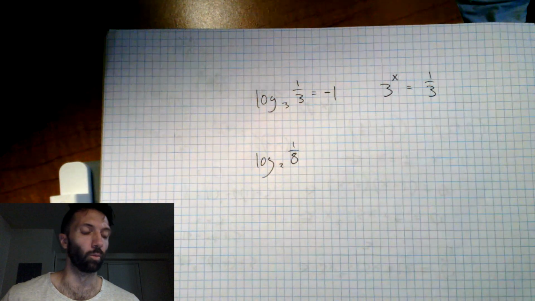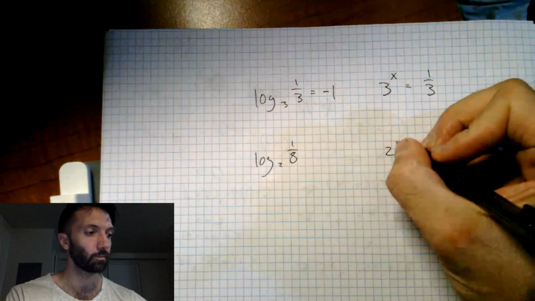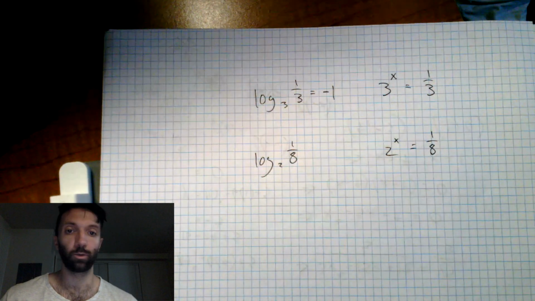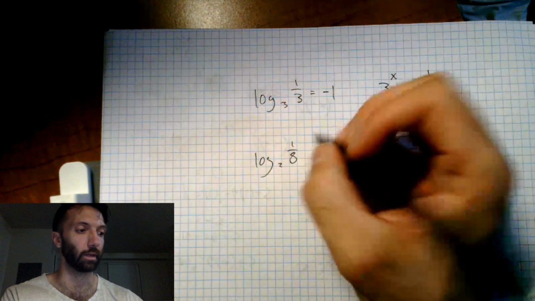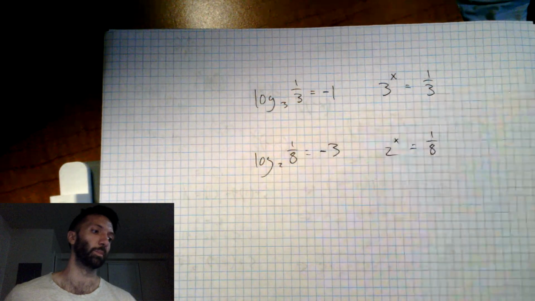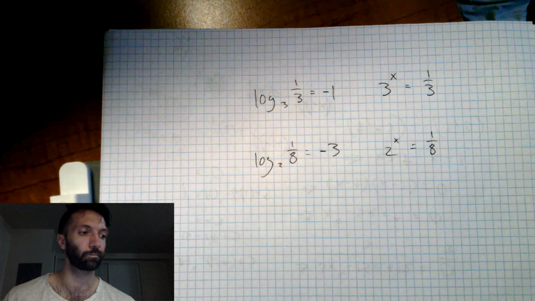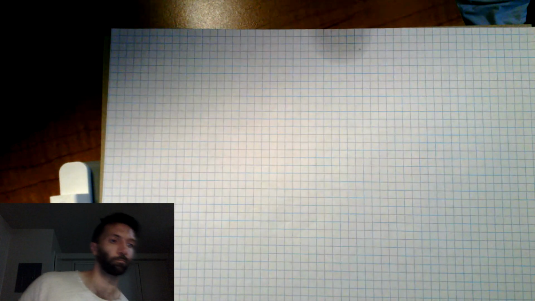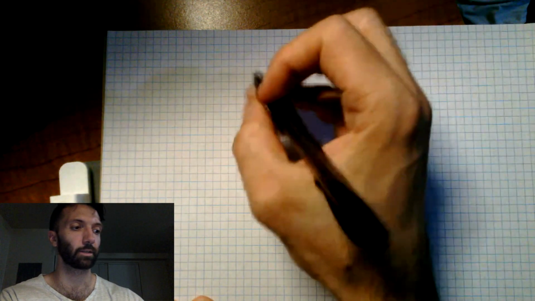Log base 2 of 1/8. So the base is 2 in this case. And what exponent would you raise 2 to get 1/8? That's going to end up being -3, because 2 to the -3rd power is 1/8. All right, and then we'll cover one more type of situation here.